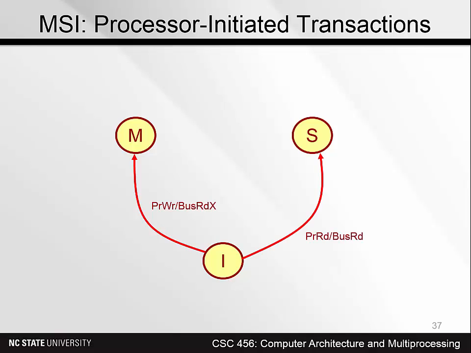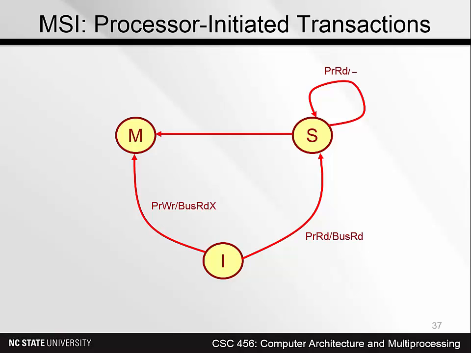If a processor reads a block that's not in its cache, that's a processor read transaction out of state I. It causes a bus read transaction because the processor just needs to fetch a clean copy of the block. It doesn't need to cause any other caches to change state. If a processor reads a block that's already in its cache, that's a processor read transaction, but main memory does not need to be referenced, so there's no bus transaction.